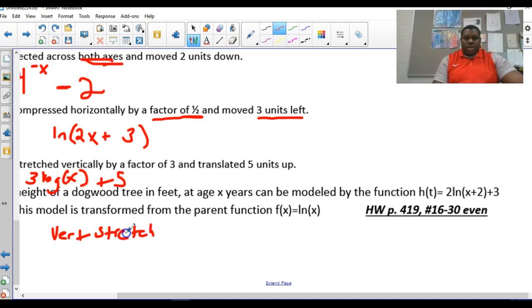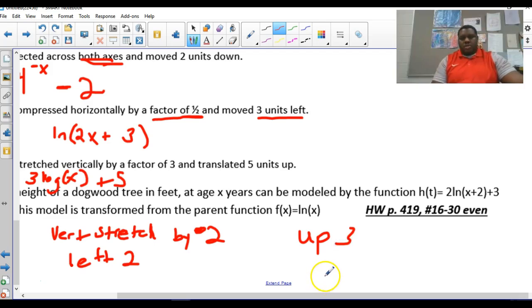Vertically stretched. Vertical stretch by 2. All right, and then that plus 2 right there tells me we move left 2. All right, and then that plus 3 tells us we went up 3.